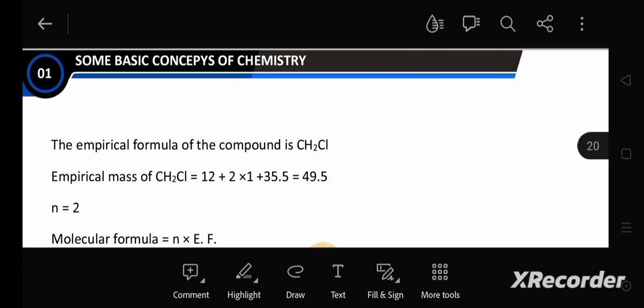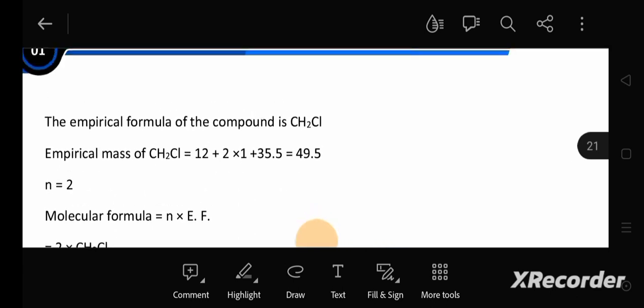After calculating the empirical formula, you have to calculate the empirical mass of CH2Cl. Carbon is 12, hydrogen 2 times 1, so the mass is 2, and chlorine 35.5. So the total mass is 49.5. Now the n value is 2.